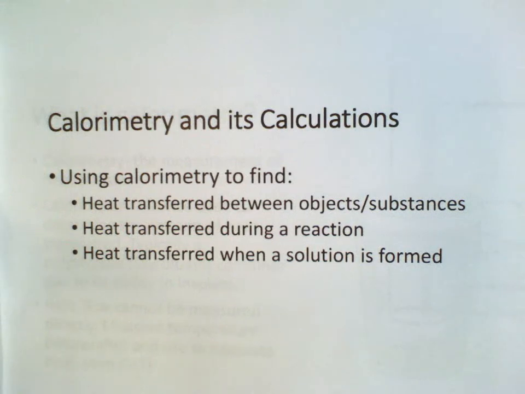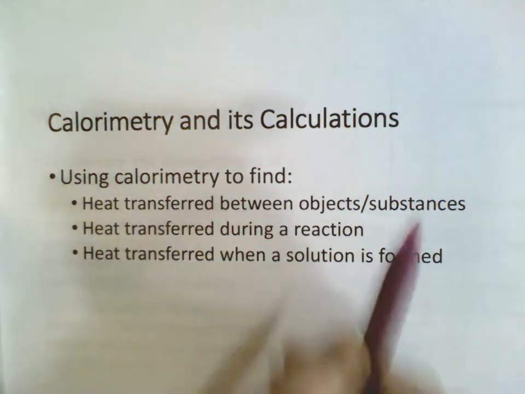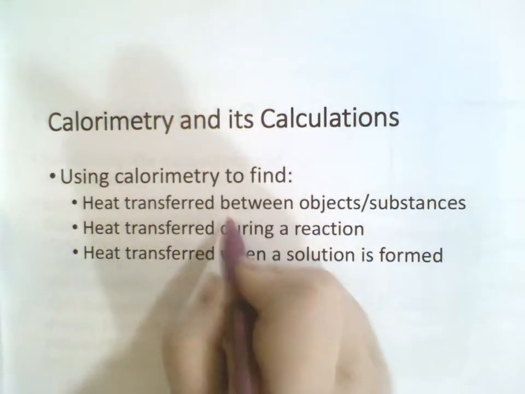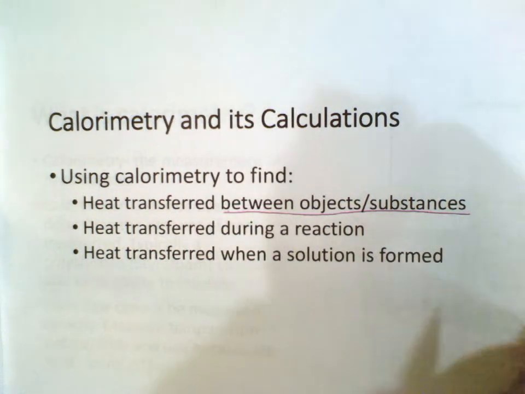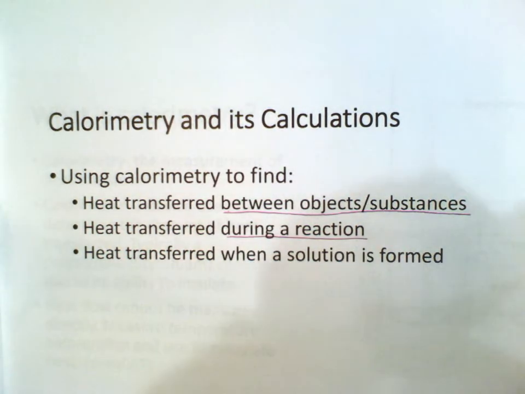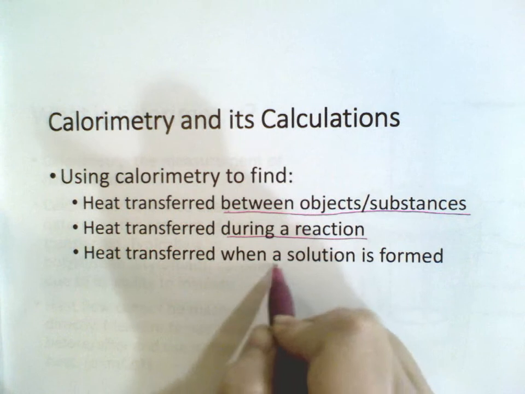All right, we are going to take a look at calorimetry and calculations associated with calorimetry. So we will take a look at how to find a couple of different types of calorimetry situations or calculations. So we're going to look at heat transferred between objects or substances. So this might be like between a piece of metal and water. We're going to look at heat transferred during a chemical reaction and heat transferred when a solution is formed.